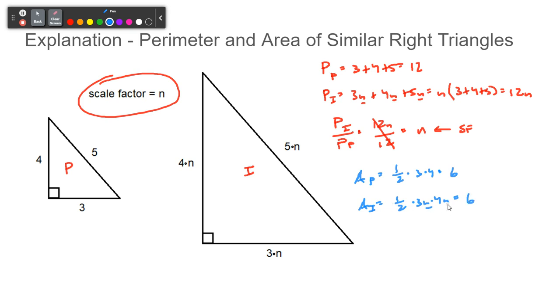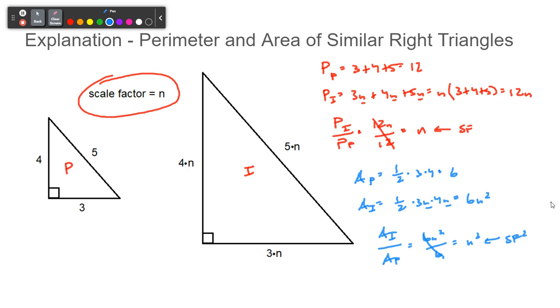But now you have n times n, and n times n is n squared. When you take the ratio of the area of the image over the area of the pre-image, you get 6n squared over 6. Those 6s cancel, and you're left with n squared, and that is your scale factor squared.